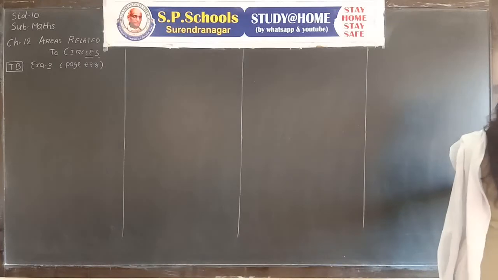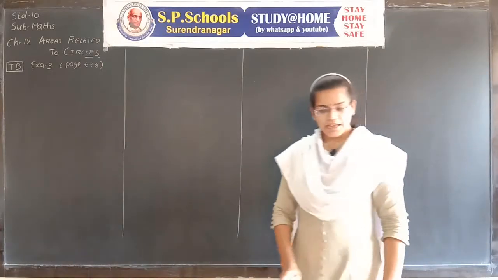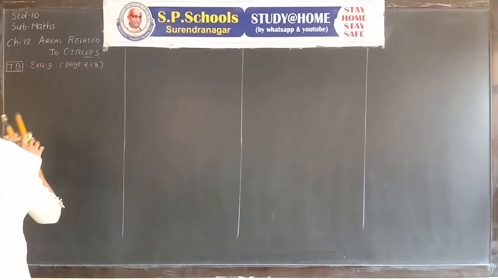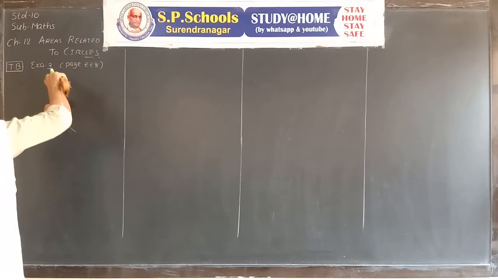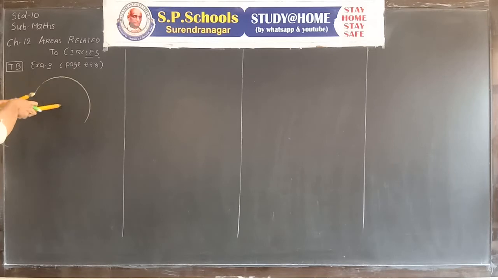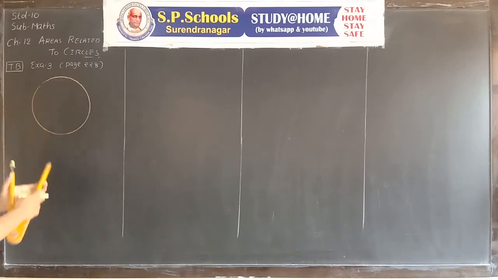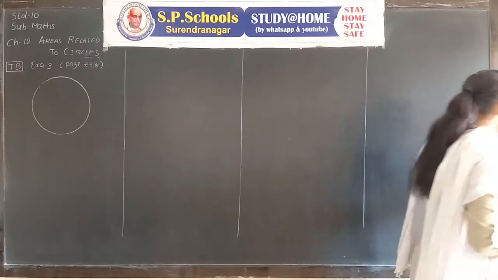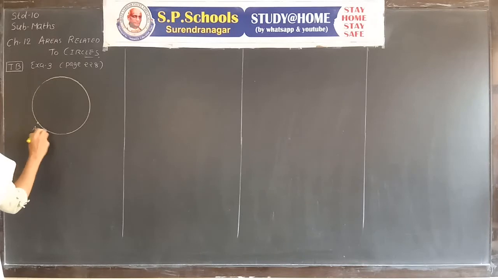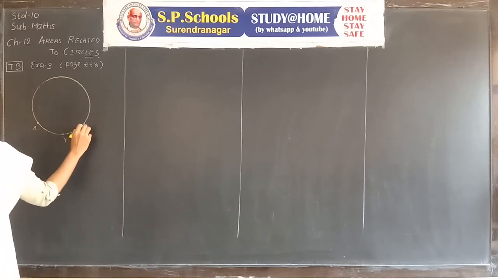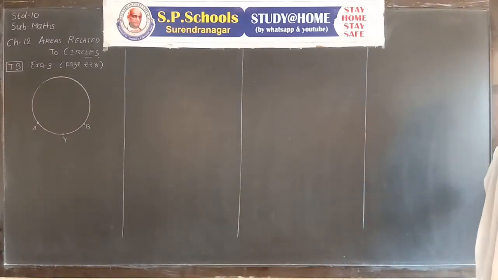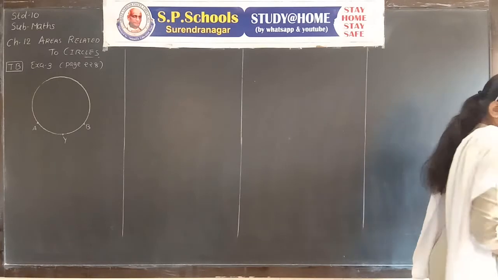If the figure is not given in the question, we should be able to draw the figure. To draw a figure, draw one circle in which AYB is the segment. Here are A, Y and B. The angle AOB is given as 120 degrees.